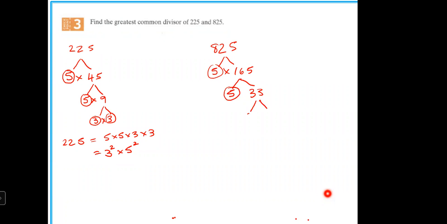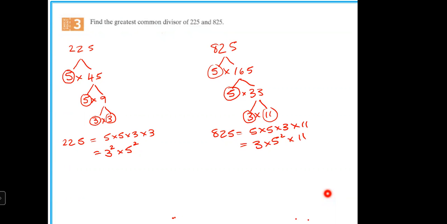Okay, so we have all prime numbers. So we say 825 is equal to 5 times 5 times 3 times 11. When we simplify that, we should get 3 times 5 to the second times 11.